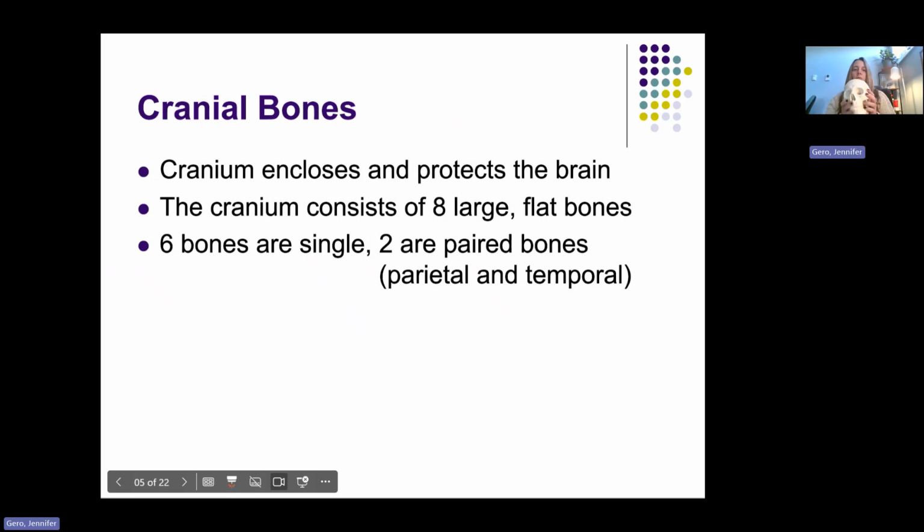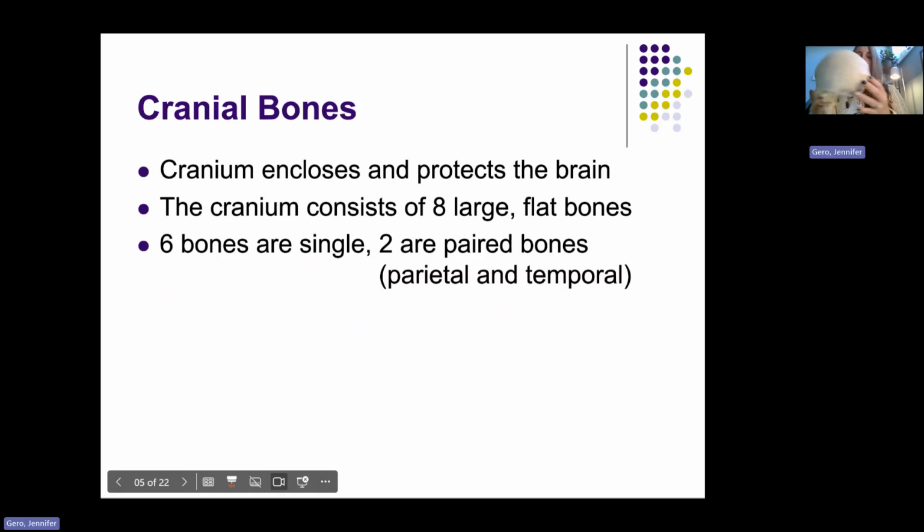So the cranial bones are there to enclose and protect the brain. We've got 8 large flat bones. 6 of them are going to be single, and 2 of them are going to be paired, the temporal and the parietal. So our singular bones are going to be, we have the frontal bone, which is up here. We have the occipital bone, which is in the back. I've got to do things backwards for the camera here. The occipital bone has this thing called the foramen magnum in it, which literally means large hole or big hole. And the spinal cord is going to come out of here.